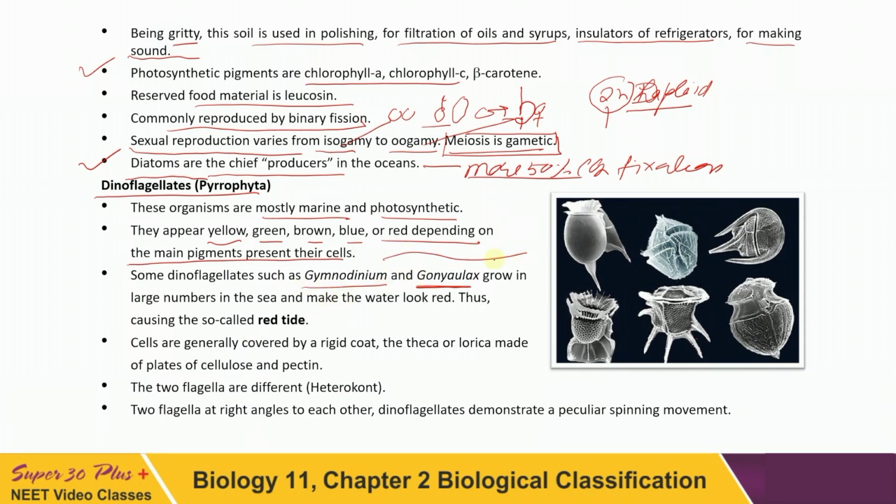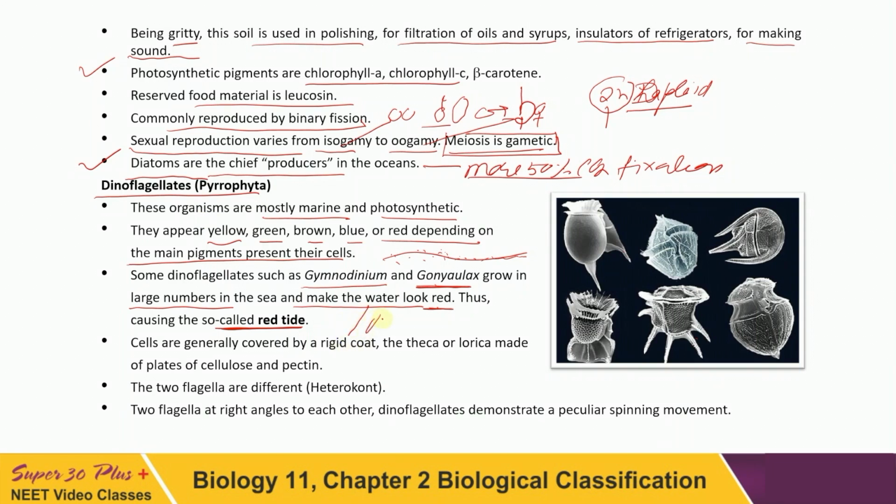In the sea, they grow at such a fast rate by binary fission. You know, in binary fission the number increases geometrically, from 1 to 2, 2 to 4, 4 to 8, and 16, 32, like this. Therefore, a large number is produced in the sea, which makes the water look red. That is known as red tide. Red tide is because of dinoflagellates.